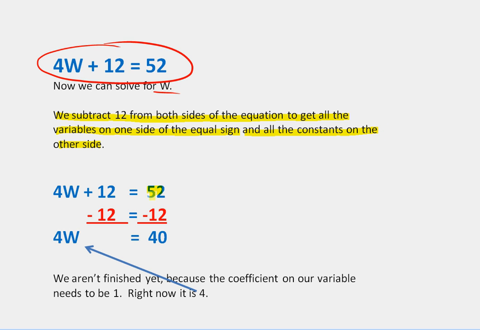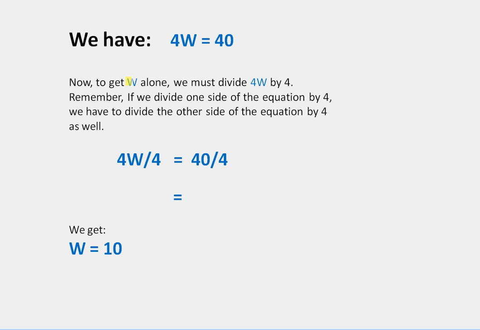So 52 minus 12 is 40. 12 minus 12 is nothing. So we get 4W equals 40. But we're not finished yet because the coefficient on our variable needs to be 1. Right now it's 4. So to get W alone, we must divide 4W by 4. Remember, if we divide one side of the equation by 4, we have to divide the other side of the equation by 4 as well.